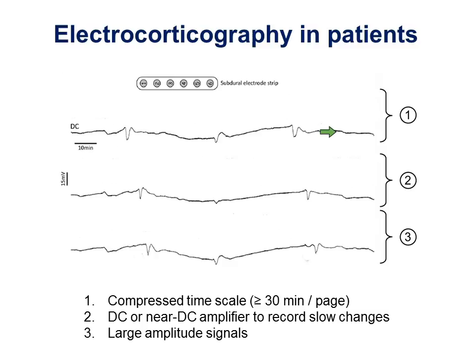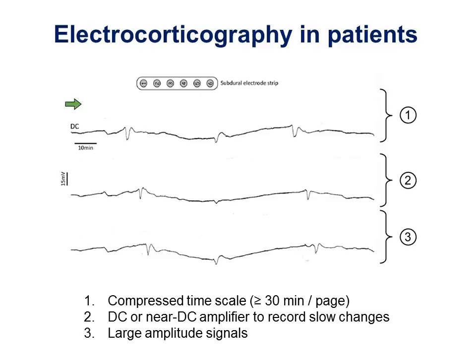So the first thing to notice here is the extreme time compression of the data display. So this is the 10-minute scale bar. So this is 2 to 3 hours worth of data being shown. We recommend generally that no less than 30 minutes per page is displayed when reviewing these data. And the reason is that, of course, the depolarization itself lasts several minutes. And to observe a wave propagate across 5 centimeters of tissue, which is the length of the strip, at 3 millimeters per minute is going to take 10 to 15 minutes.